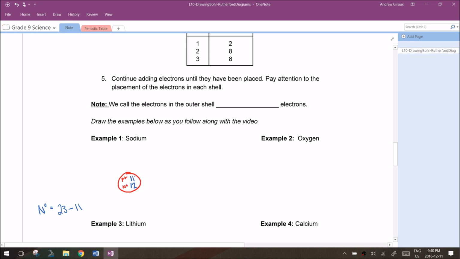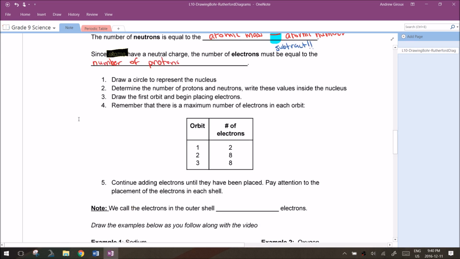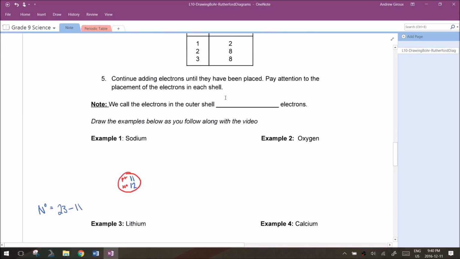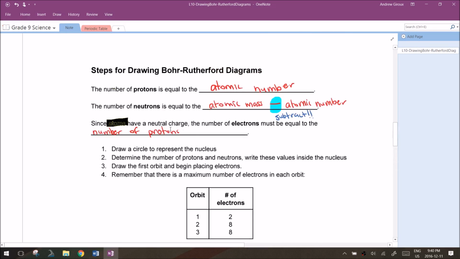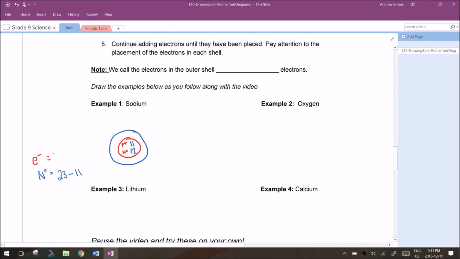So far, we're pretty good. We have our nucleus, we have our number of protons and number of neutrons. Next step is to draw the first orbit and begin placing electrons. So remember that around the outside of a nucleus we have these orbits where our electrons are. Just going to redraw that. Okay, well, how many electrons are we going to have? Well, we are going to have the same number of electrons. So the number of electrons is the same as the number of protons. So if we have 11 protons, I'm going to have 11 electrons, and so let's go ahead and start placing those. So the first orbit holds 2.